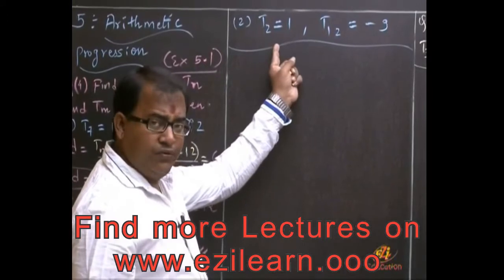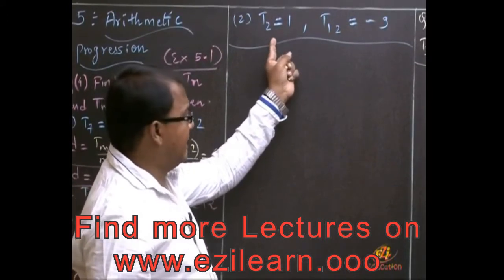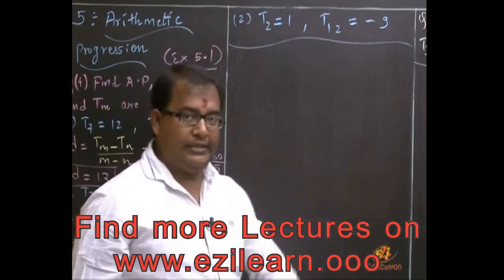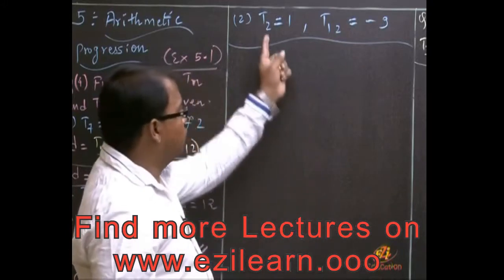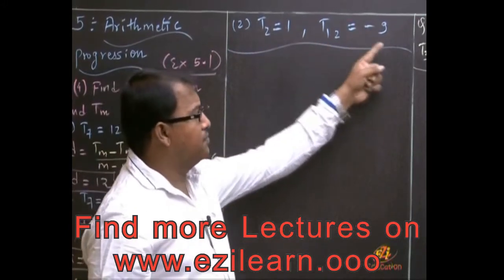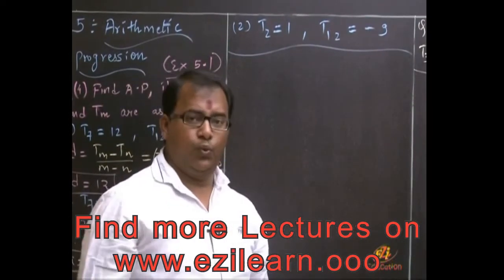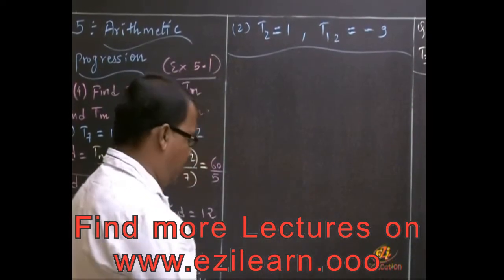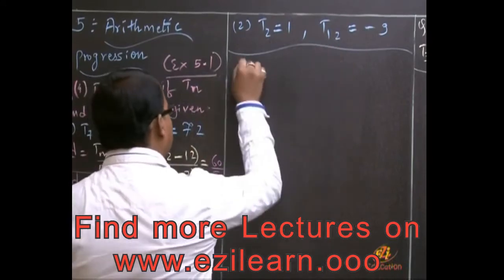Same question, we need AP. T2, that is the second term. T12, that is the 12th term. You have T2 as 1, T12 as minus 9. Proceed with the formula for D. What is the formula to find out D?